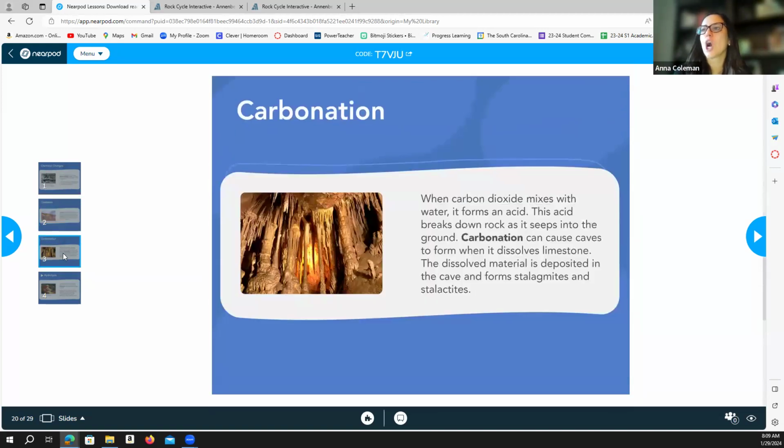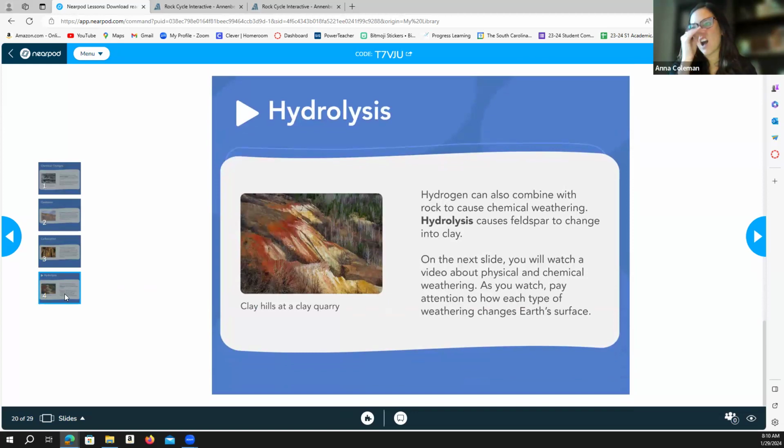Then you have carbonation. When carbon dioxide mixes with water, it forms acid. This acid breaks down rocks as it seeps into the ground. Carbonation causes caves to form when it dissolves limestone. So the dissolved material is deposited in the cave and forms these sharp little things. It's pretty neat.